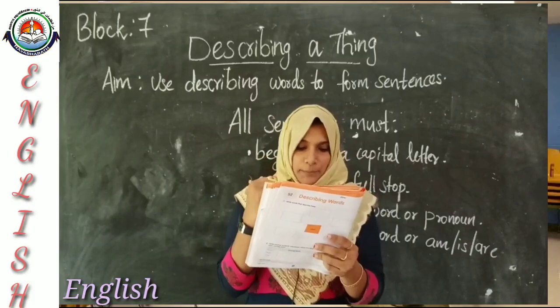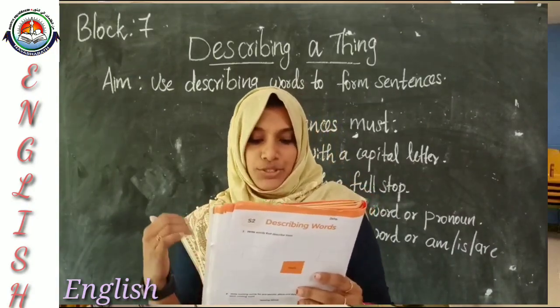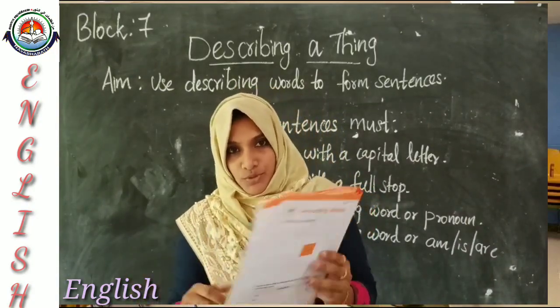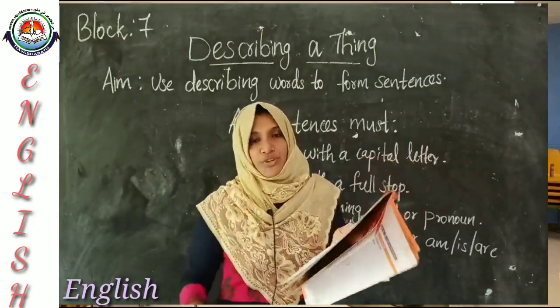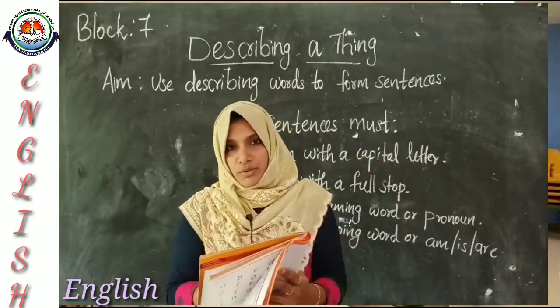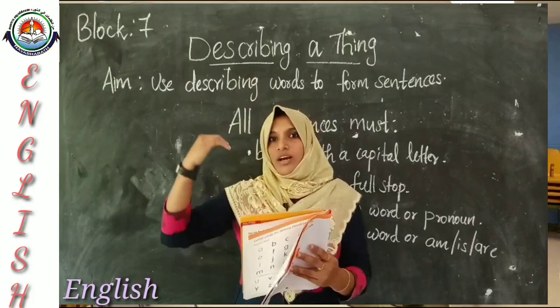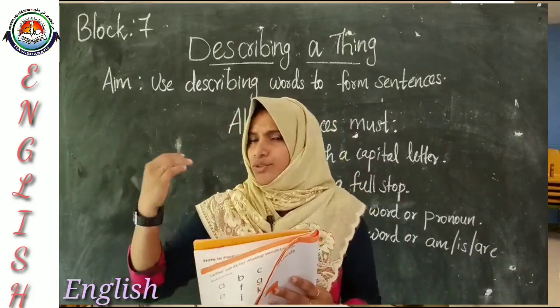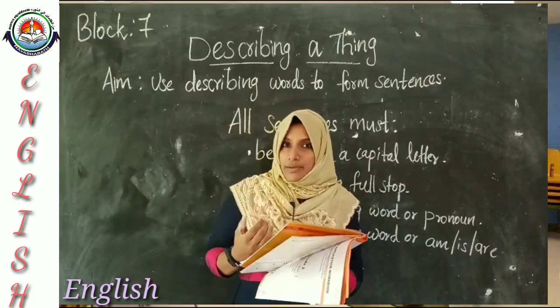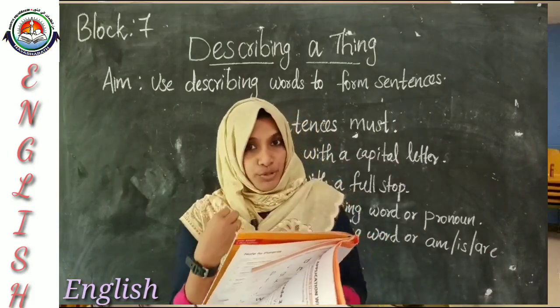And number 3, draw a tree and write 2 words to describe your tree. So here you have to draw a picture of a tree and use 2 describing words, like it is tall or short, green in color. So like this, you can use describing words for your trees.